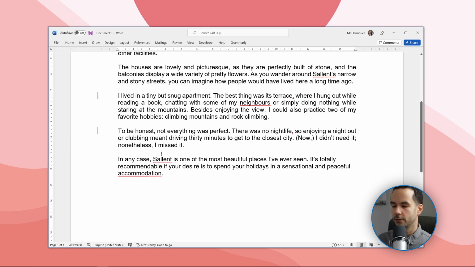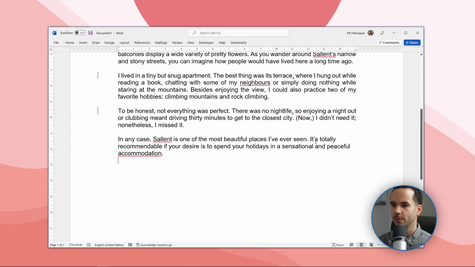So then we get to our conclusion. Now, "accommodation" doesn't fit the context, because accommodation is more about the place where you're staying, so like the hotel and the bedroom or whatever, and we're talking about a place in Spain. So that's not correct in this case.